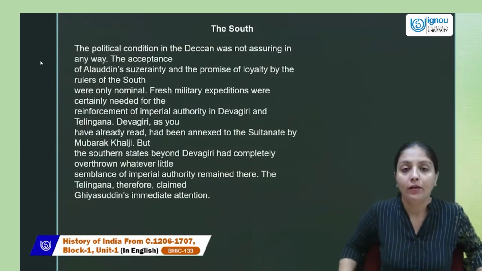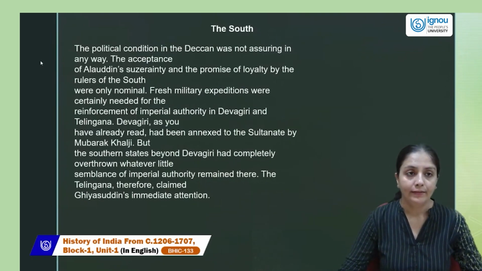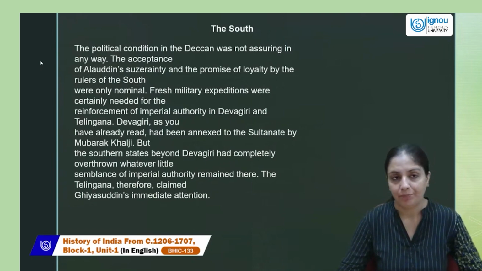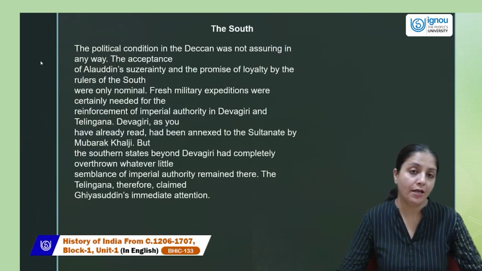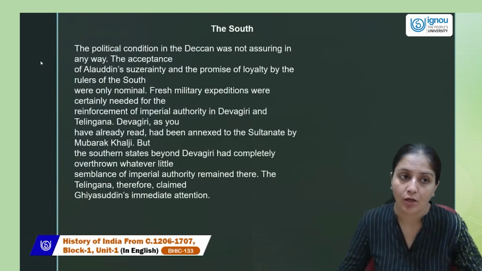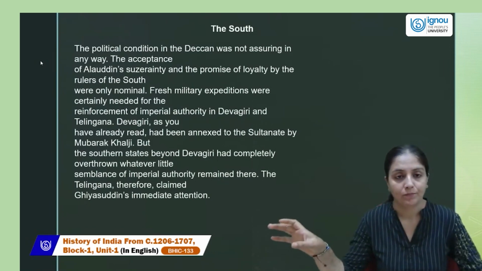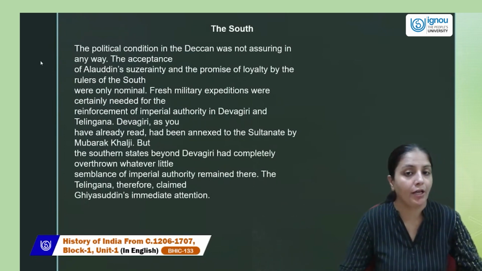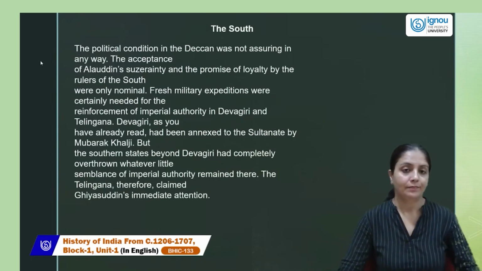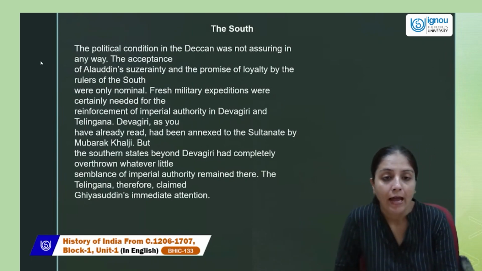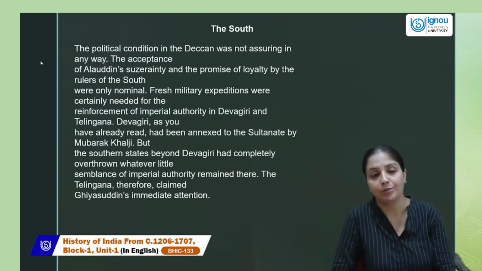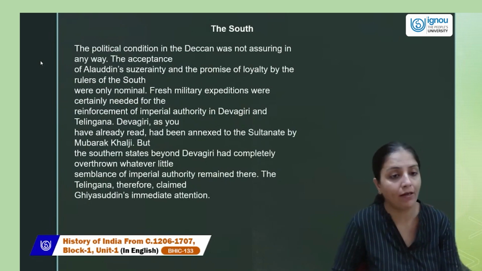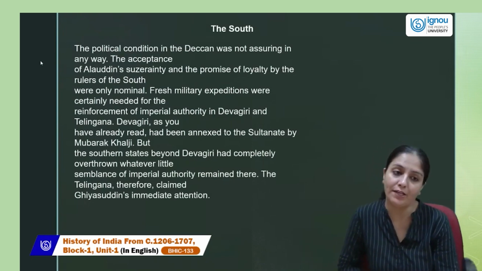Next, how they controlled the south. They extended towards the south. The political condition in the Deccan was not assuring in any way. The acceptance of Alauddin's suzerainty and the promise of loyalty by the rulers of the south were only nominal, on paperwork only. Fresh military expeditions were certainly needed for the reinforcement of imperial authority in Devagiri and Telangana. Devgiri, as you have already read, had been annexed to the Sultanate by Mubarak Khalji. But the southern states beyond Devgiri had completely overthrown whatever little semblance of imperial authority remained there.